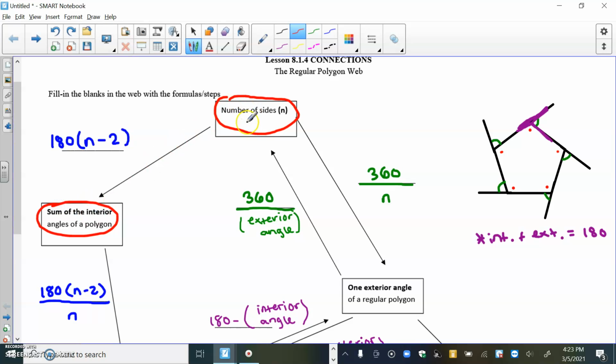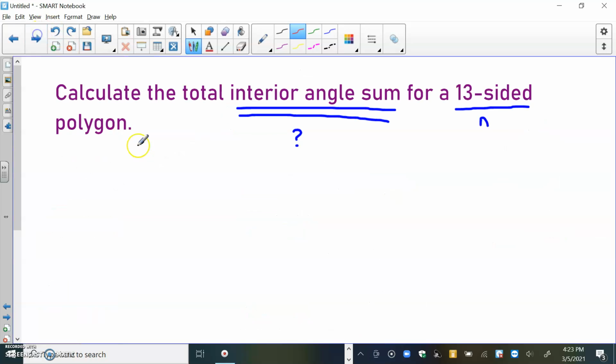Because I know I'm going from this box to this box, I need to follow this path, which means I need to use this formula. So I'm going to go back to the other page and use the 180 times n minus 2 formula. But n is 13 here, so that's what I'll plug in. So this then just becomes a calculator thing. 180 times 13, well, I'm just kidding.